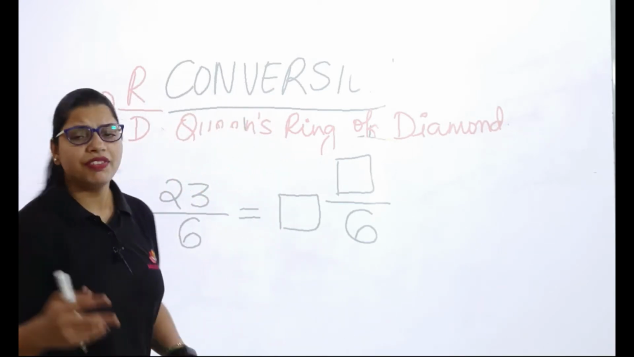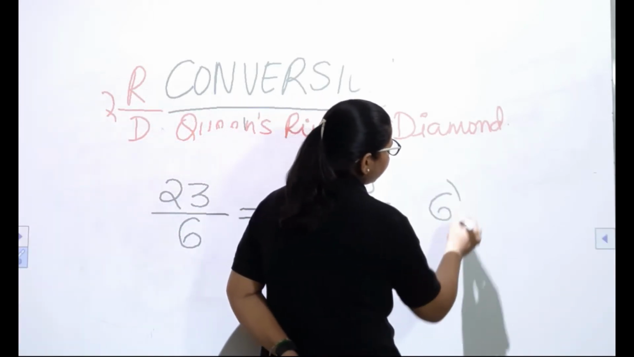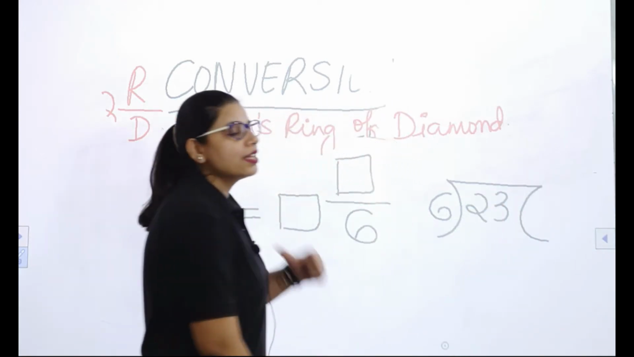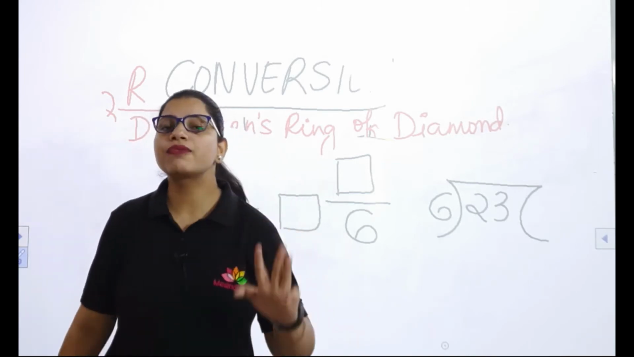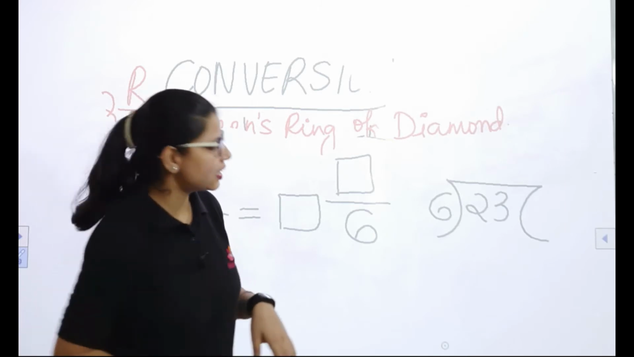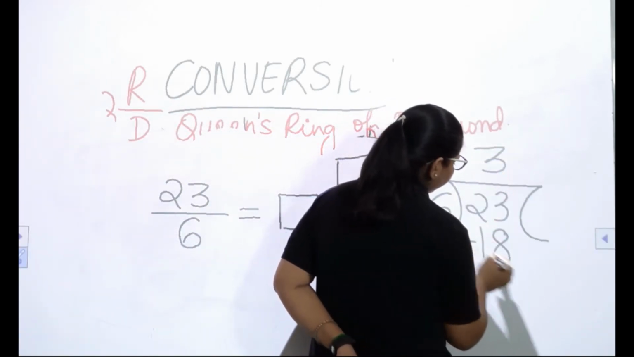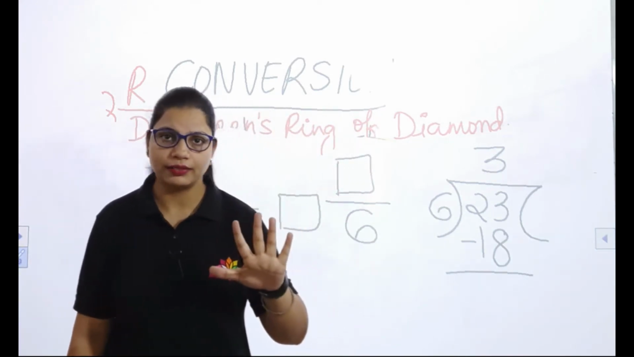Now what we need to do? We just need to divide 23 by 6. So 6 outside, 23 inside. Chalo, divide karte hain, table of 6. 6 ones are 6, 6 twos are 12, 6 threes are 18, 6 fours are 24. 24? No. Come back, 6 threes are 18. Now subtract 18. 19, 20, 21, 22, 23. 5.